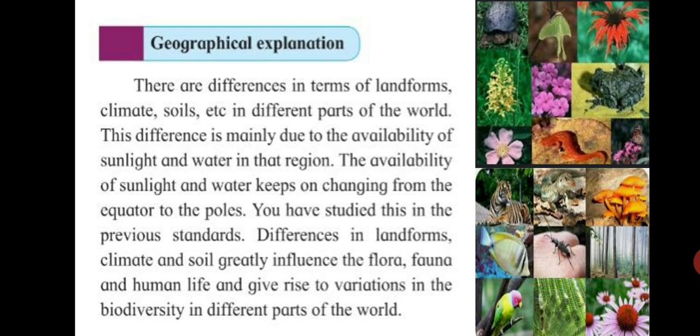Geographical explanation. There are differences in terms of landforms, climate, soils, etc. in different parts of the world. This difference is mainly due to the availability of sunlight and water in that region. The availability of sunlight and water keeps on changing from the equator to the poles. You have studied this in the previous standards. Differences in landforms, climate, and soil greatly influence the flora, fauna, and human life and give rise to variations in biodiversity in different parts of the world.